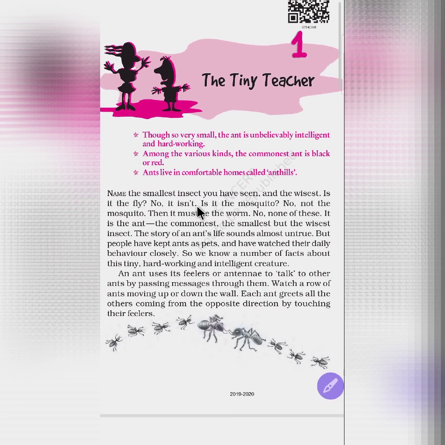In the very first line of this paragraph, the narrator is asking one question, which is the wisest insect. Then in the very next line, he guesses that it can be a fly, or the mosquito, or the worm. But he denies that point. Finally, he announces that the ant is the smallest and wisest insect. He has also used a word there, that is commonest. Commonest means a thing which is common everywhere, a thing which can be found everywhere.